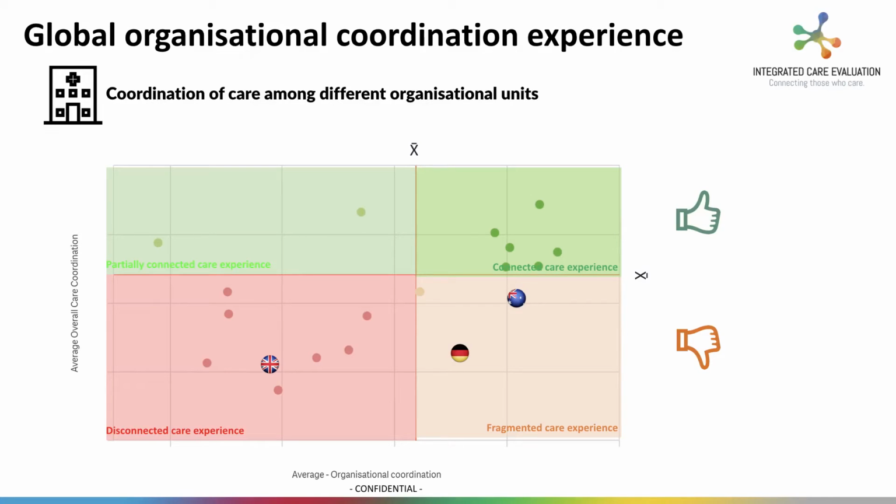Organizational coordination experience. This is also quite interesting because my assumption is that this is one of the main barriers to starting coordinating things across the globe. Here you also see that in the UK they indicate it's a disconnected care experience, in Germany fragmented, and for Australia also fragmented. So patients tell us that when they visit different organizations, they do not experience their care trajectory as coordinated, which is quite interesting because I didn't expect this from these three countries, especially not from the UK and Australia, because I thought they were really ahead on this agenda.